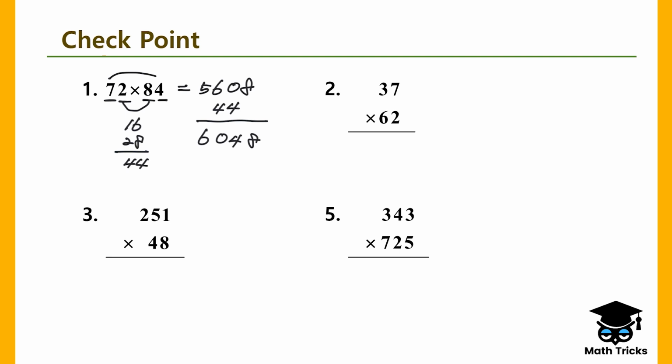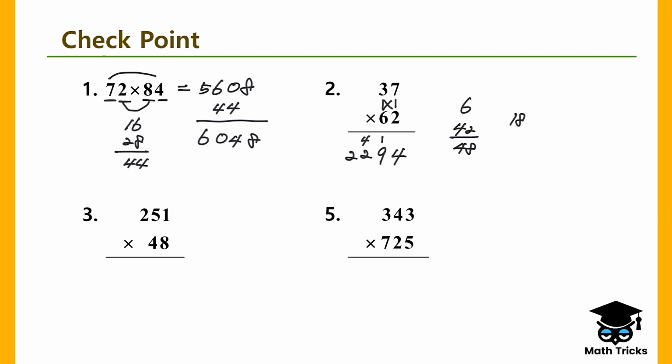Number 2, we have 37 times 62. So 7 times 2, 14. 4 here, 1 here. 3 times 2, 6. 7 times 6, 42. So that's 48. 48 plus 1, 49. 49. 3 times 6, that's 18. 18 plus 4, that's 22.